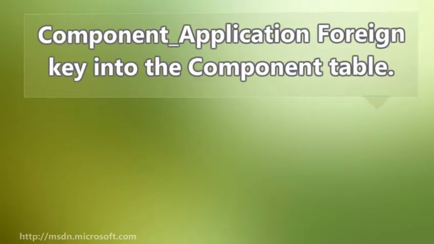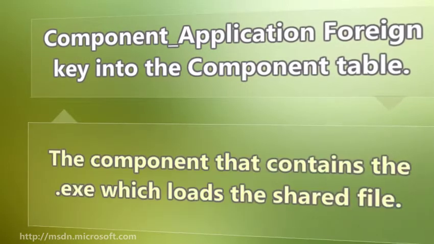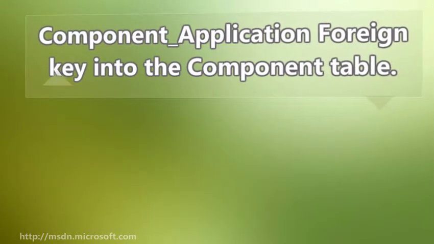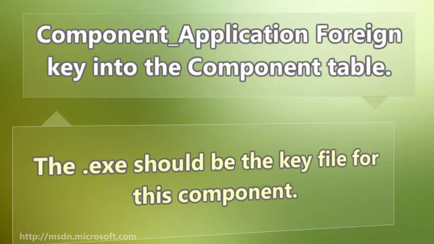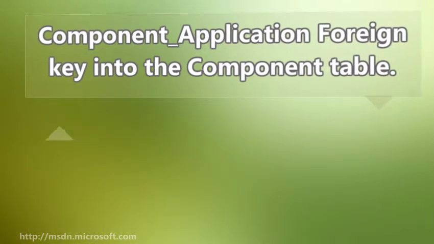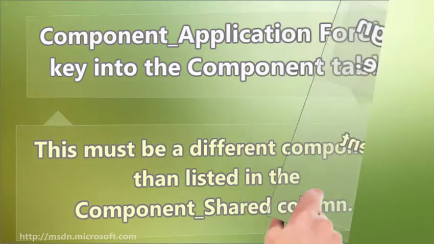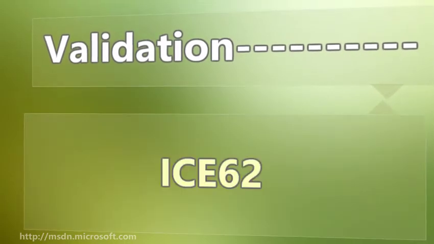Component application, foreign key into the component table. The component that contains the X which loads the shared file. The X should be the key file for this component. This must be a different component than listed in the component shared column. Validation: ISO06, ISO62, ISO97.